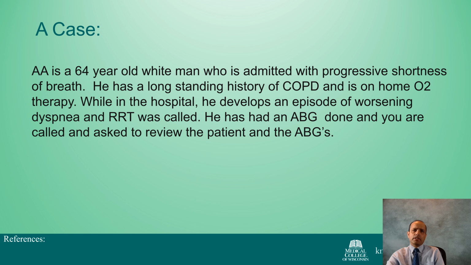So let's start with a typical case. A 64-year-old white male admitted with progressive shortness of breath, long-standing history of COPD, is on home oxygen. While in the hospital, he develops an episode of worsening shortness of breath, and RRT was called. He has had an ABG done, and you're called and asked to review the patient and the ABG.